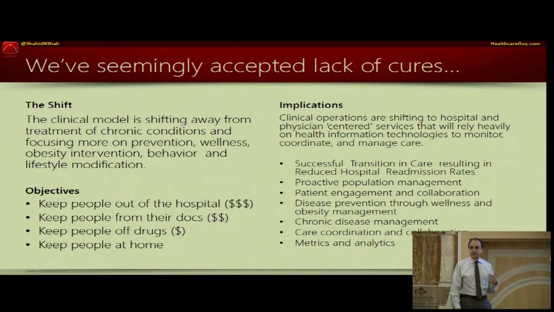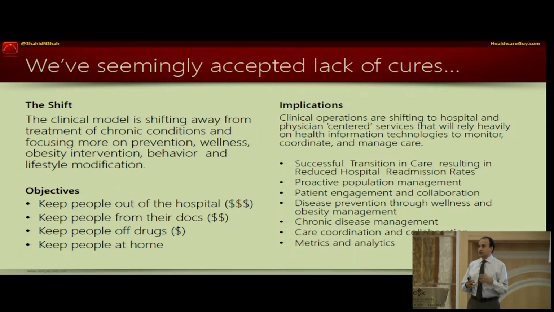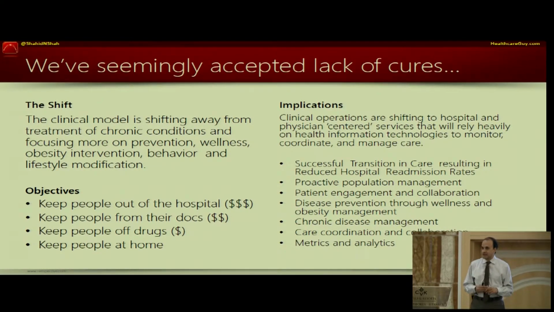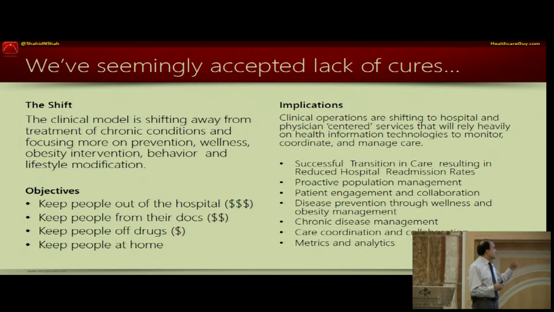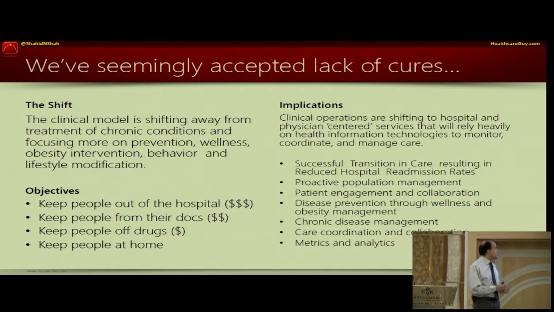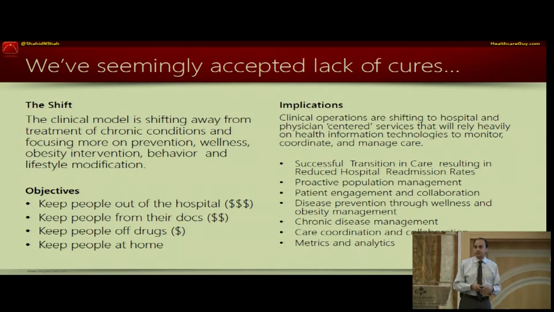We need to keep people out of hospitals because it's very, very expensive. So any technology that can be offering remote care or just keeping someone out of a hospital is a good thing. It's the one which is most expensive. If you can keep a person from going to their doctor, it's also good, because doctors are expensive. If you can keep people off drugs, that's a good thing as well, because drugs too are expensive, but less so. And the main thing is that we want to keep people at home.